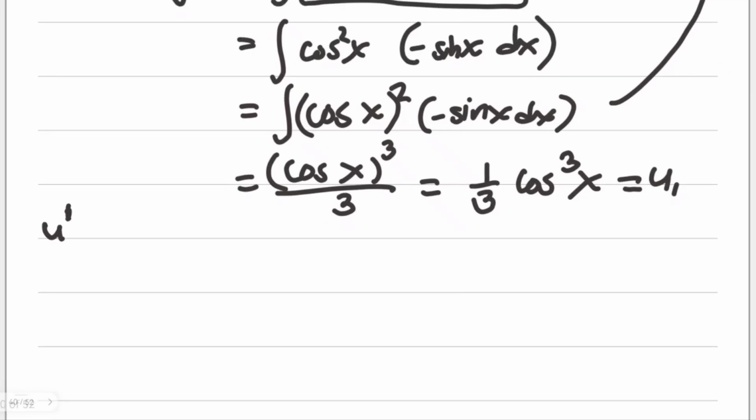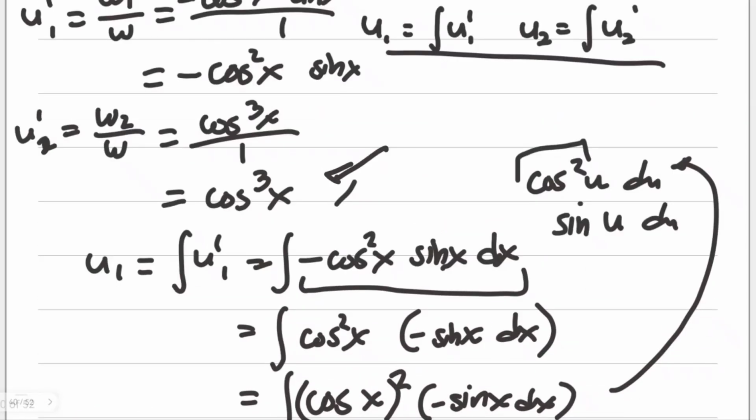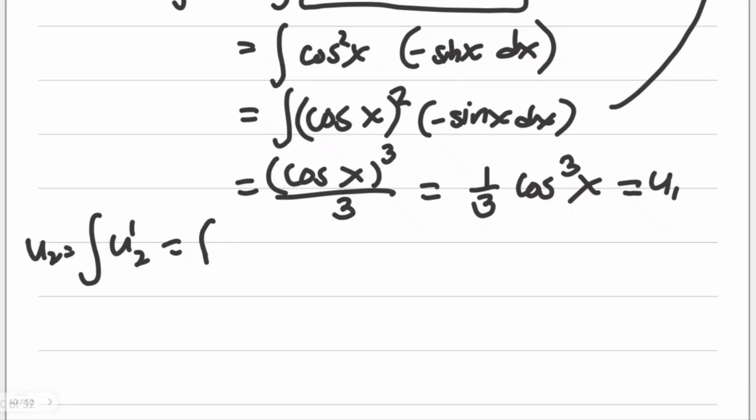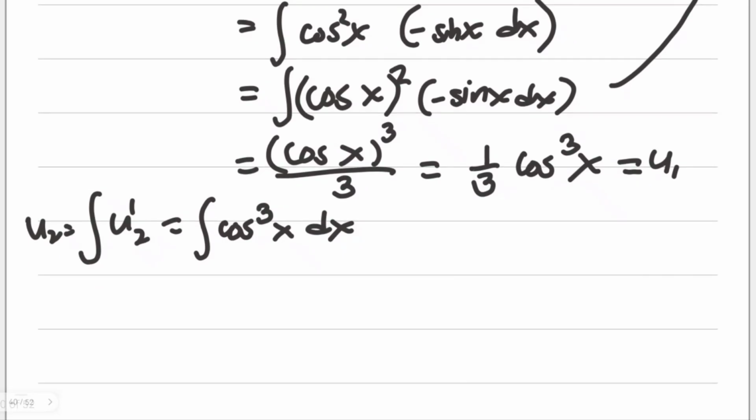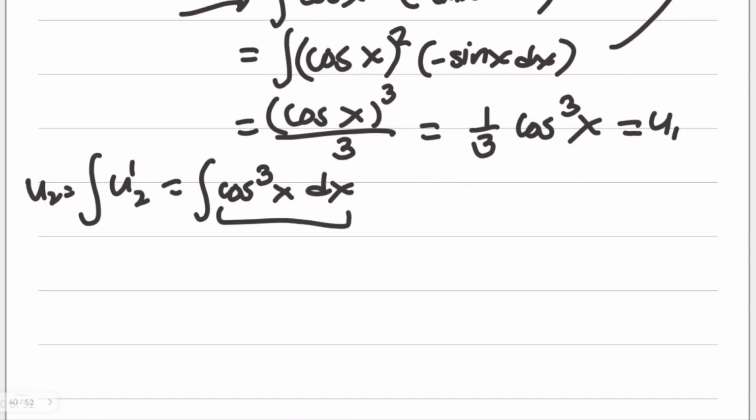Okay? Now for your u sub 2, u sub 2 is the integral of u prime sub 2, which is this one here. Okay? So you have the integral of cosine cubed dx. Take a look into this. Similar to what happened earlier, when we have the integral of cosine, we need du, which is in the form of minus sine x dx. But we don't have sine x here.